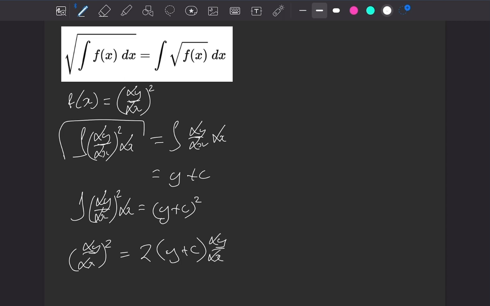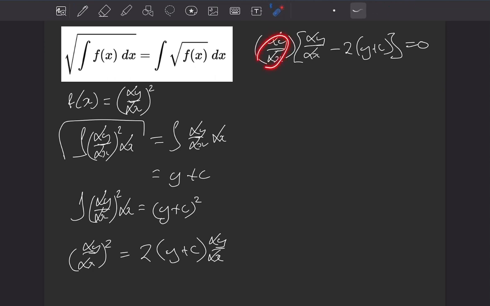And what we'll do now is we'll bring everything to the left-hand side and treat it almost like a quadratic. So we'll have dy/dx, we can actually factor that one out, multiplied by (dy/dx minus 2 lots of (y plus c)). And this whole thing equals 0. So we get the solution that dy/dx equals 0. That's one of our things.